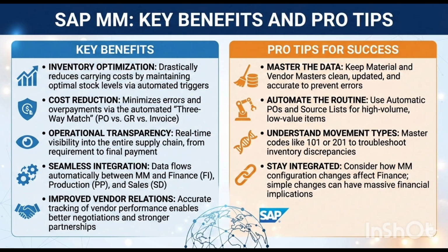Movement types like 101 for goods receipt and 201 for goods issue are the DNA of MM. Mastering these is essential for troubleshooting inventory discrepancies. And last but not the least, stay integrated. Always consider how MM configuration changes affect finance. A simple change in material valuation can have massive implications for the balance sheets. So, these are some of the pro tips of SAP MM.